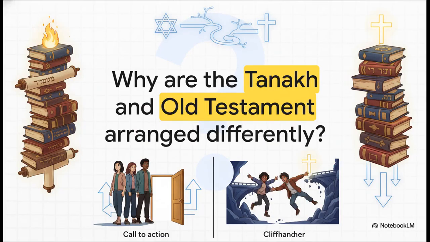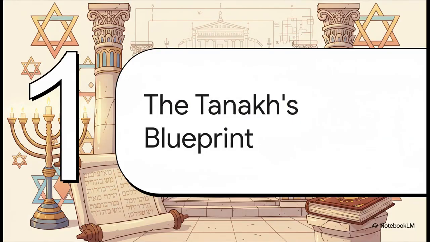It's a fantastic question, right? Because you think, hey, same books, same story. But it turns out that's not the case at all. How you arrange a library of sacred texts completely changes the narrative. It's the difference between a story that ends with a powerful call to action and one that leaves you on a massive cliffhanger. So to really get this, we've got to start with the original blueprint.